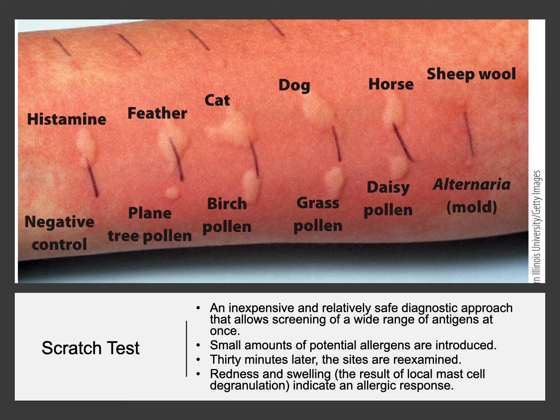So for the scratch test, what happens is a small amount of the allergen is put on a needle, and then the needle is kind of scratched on your arm or pricked. So sometimes this is called a prick test, scratch test, skin test. And then the individual is monitored for 30 minutes. And after 30 minutes, they look to see whether a hive has developed. Okay. So controls are used. So a negative control and your positive control is the histamine. And then you can see on this individual is allergic to a number of things that are presented.